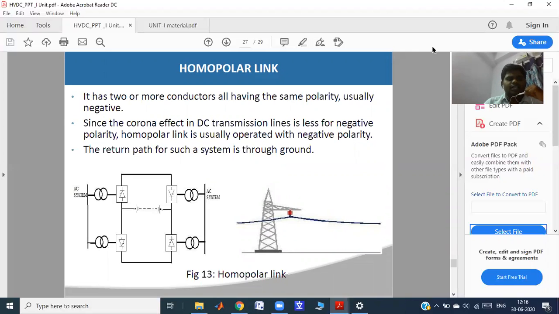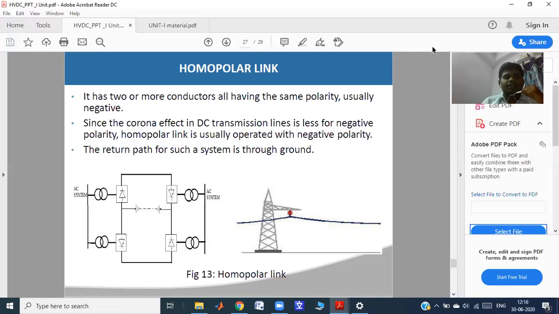As I already told you, an HVDC system is always connected between two AC networks, the sending end side AC network and the receiving end side AC network. Similarly, sending end side transformers are called step up transformers, and receiving end side transformers are called step down transformers. In this type of system, we have two or more conductors with the same polarity, usually negative. The bridge middle points are always connected to ground. In this configuration, ground also acts as a return path.